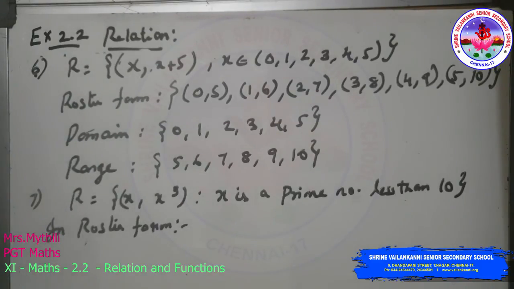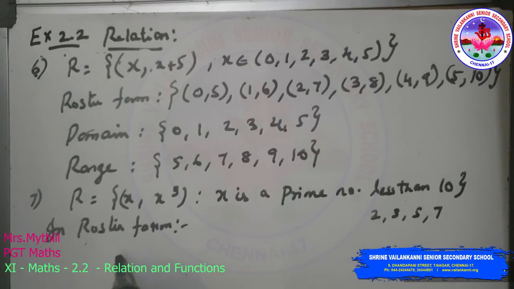Seventh one, write the relation R equal to {(x, x cube) : x is a prime number less than 10}. We have to write the relation in roster form. So the prime numbers which are less than 10 are 2, 3, 5 and 7. So we have to write this in roster form.